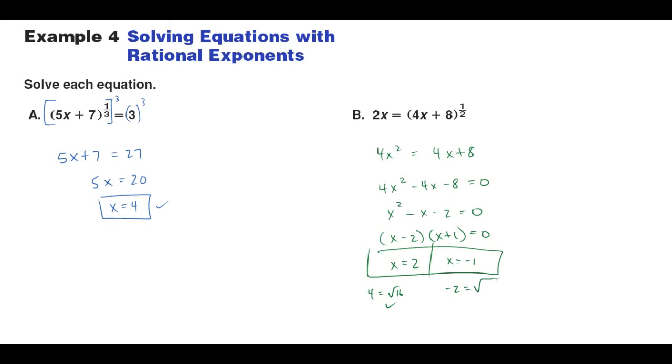Is the square root of what? Negative 4 plus 8 is 4. And so now I got negative 2 equals 2. That does not check. So bad news. The negative 1 was extraneous. And I have now solved.